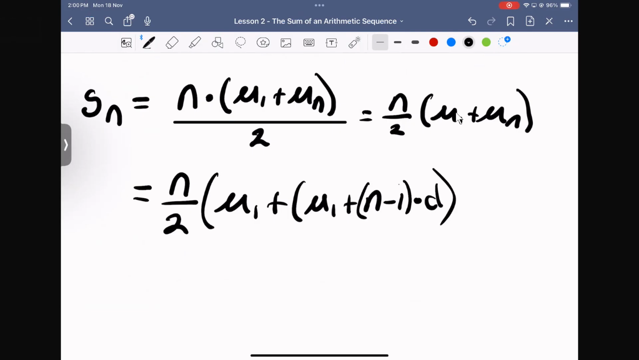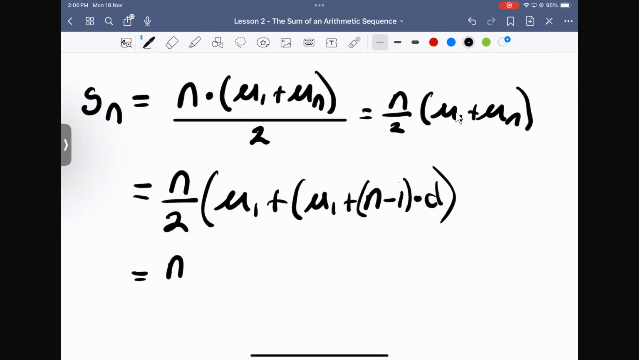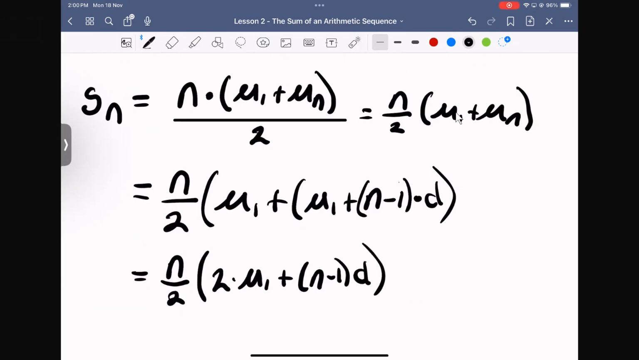So if we simplify this a little bit, what can we do? We can open up that bracket inside. How many U1s do we have? So we have 2 U1s plus n minus 1 d. Now the formula is just in terms of U1, n, and d.